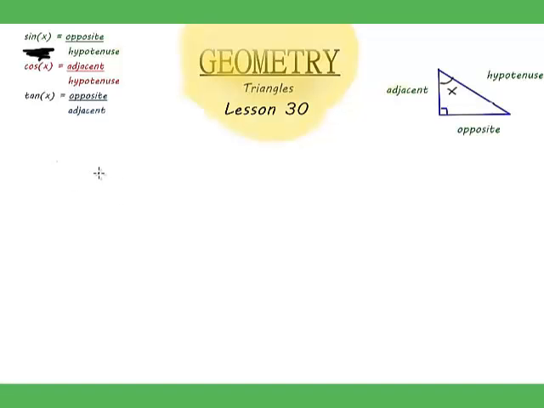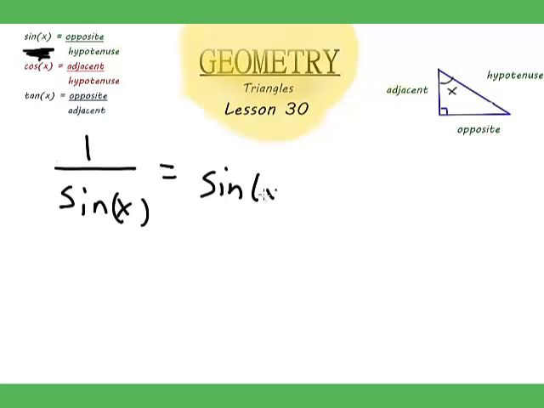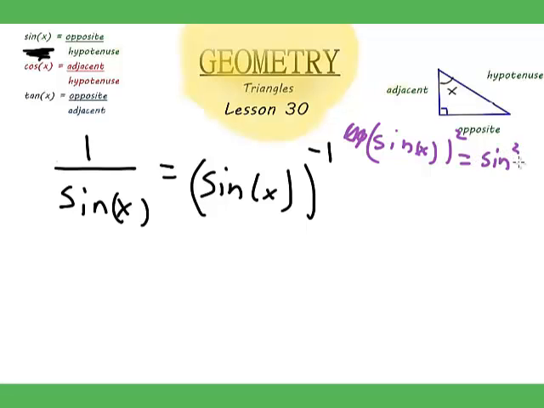So if you have studied algebra or something like that, you know that the reciprocal of sine x, or the reciprocal of anything, is 1 over the function. So the reciprocal of sine x is 1 over sine x, and this is equal to, if you want to put a -1 sign in, sine x to the power of -1. But if you remember, sine x squared is sine squared x.